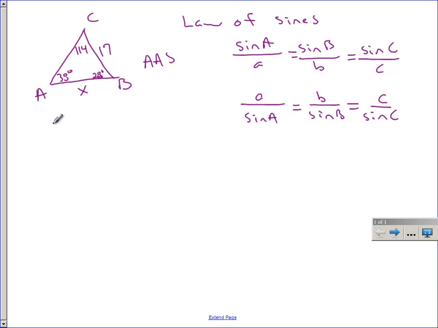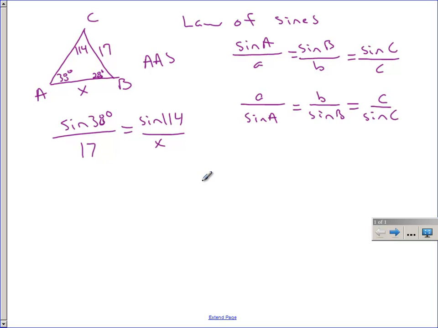So I'm going to set up my formula. My formula would be the sine of 38 degrees, the sine of angle A, over side length A, has to equal the sine of 114 over this side length X.